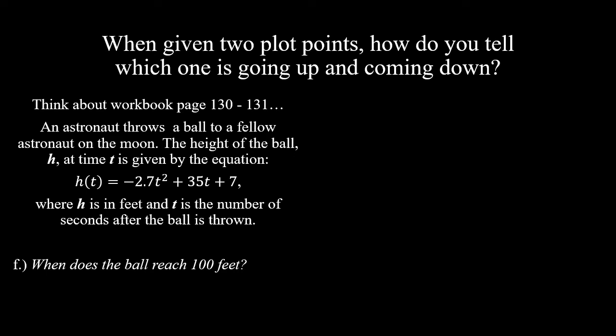I took this straight out of your workbook from the homework you had last week from section 4.3, workbook pages 130 to 131. This problem said an astronaut throws a ball to a fellow astronaut on the moon. The height of the ball, h, at time t is given by h of t equals negative 2.7 t squared plus 35t plus 7, where h is in feet and t is the number of seconds after the ball is thrown.